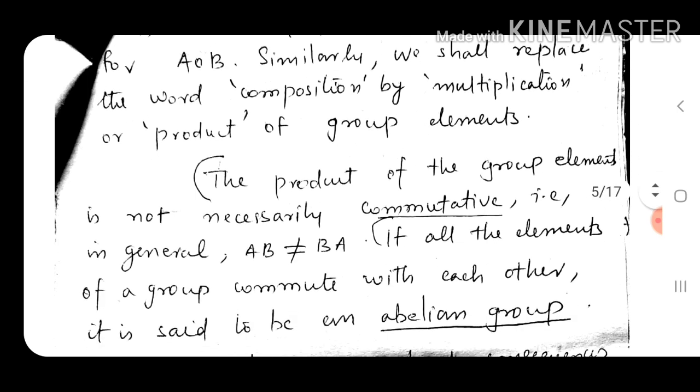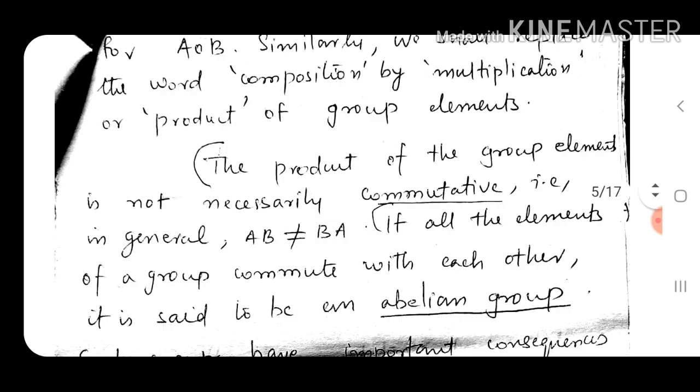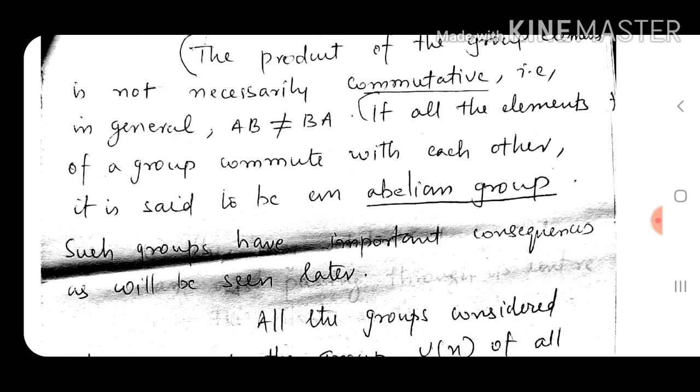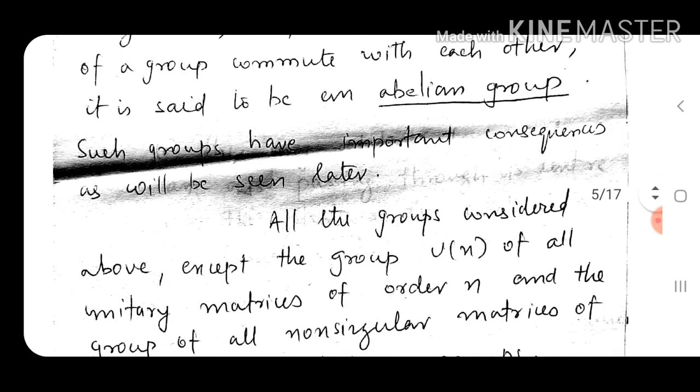The product of the group elements is not necessarily commutative. In general, AB is not equal to BA. Okay, if it is commutative, AB will be equal to BA. Now we have the abelian group. An abelian group is a group where all elements of the group commute with each other. If all elements of a group commute with each other, it is said to be an abelian group. So it's an important class of group.